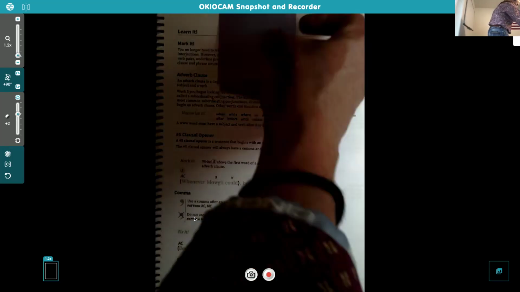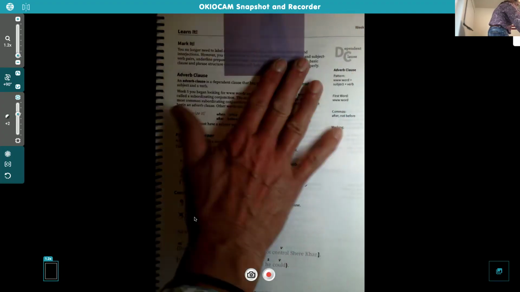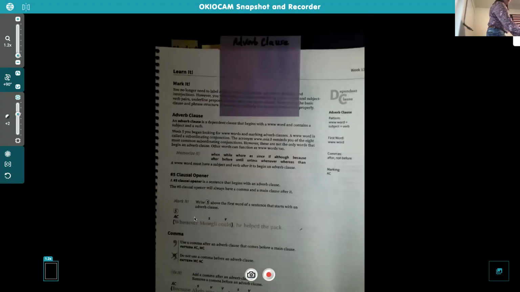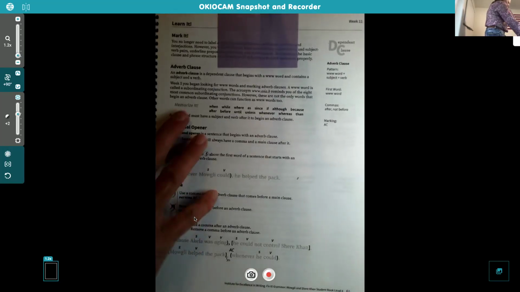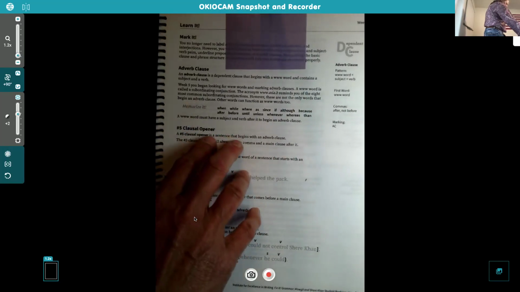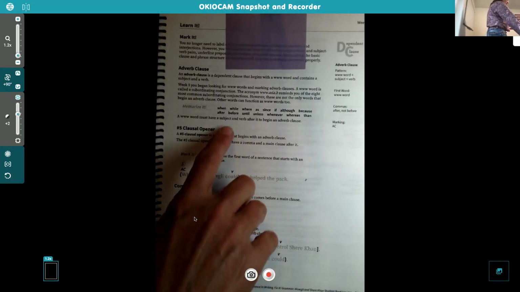All right, let's put that at the top. Sticking past your page so you can find that easy. That way, if you need to come back to this page to check if a word is part of that clause, you can. And then we're going to have the number 5 clausal opener now.